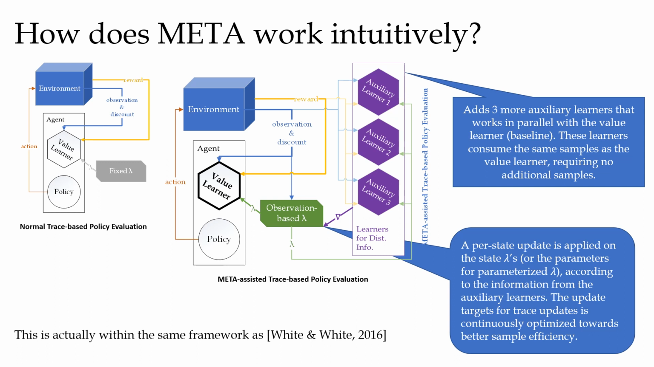On the right-hand side, we have the exact same baseline, but with Meta plugged in. We spot the difference of auxiliary learners, which are colored in purple, which also uses the reward, observation, and discount returned from the environment. Also, the fixed lambda is replaced by observation-based lambda, which is essentially a per-step lambda value suggested by the plugin. Given the fact that the plugin needs no additional information that the baseline needs to function, we can clearly see the potential of the method being applied pervasively.